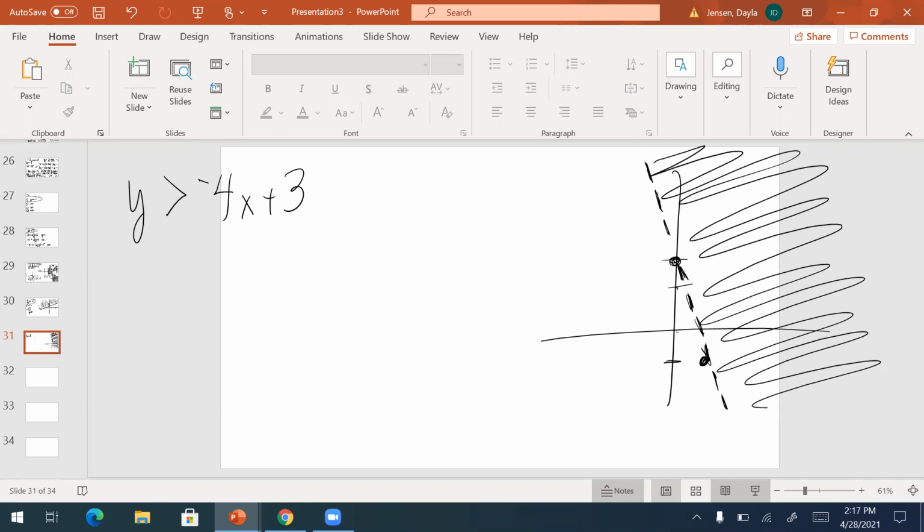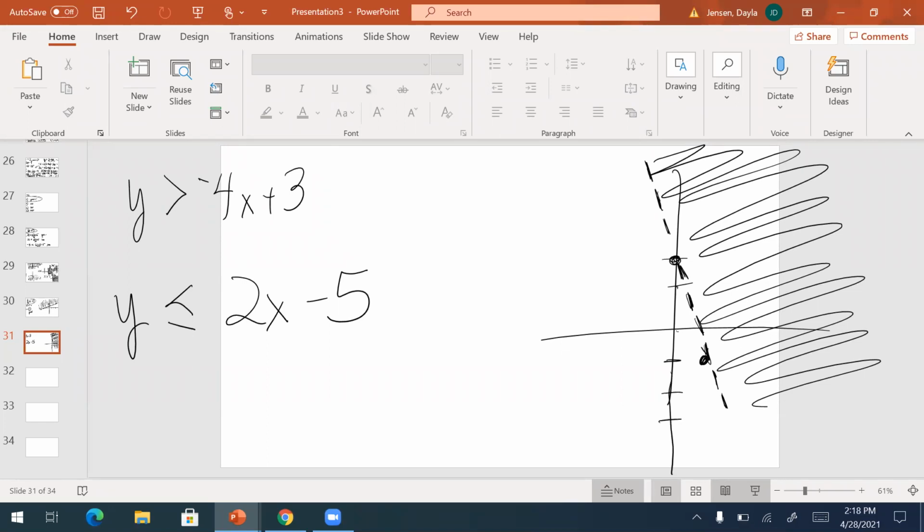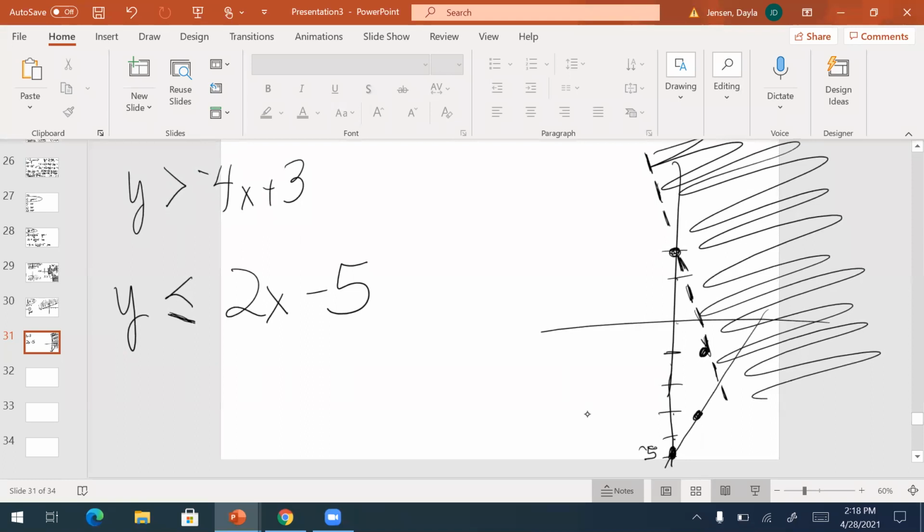Add another linear inequality. y is less than or equal to 2x minus 5. Graph it on the same graph. So there's 1, 2, 3, 4, 5. It crosses the y-axis at negative 5, 1, 2, 3, 4, 5. And it has a slope of 2 over 1. So I'm going to go up 2 over 1. So here is this line, and this time I can make it solid because it does include the line. So there it is.